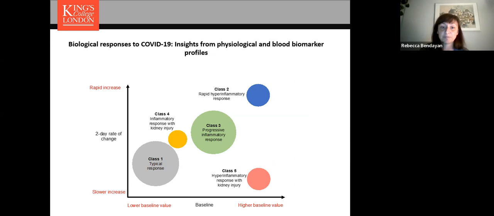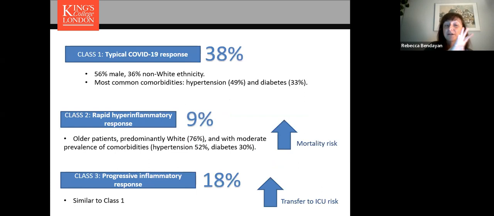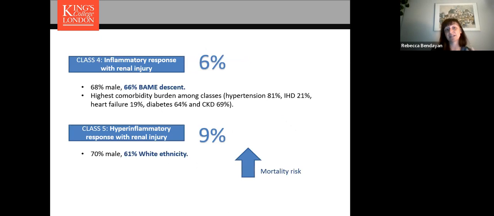We had one big class that is a typical COVID-19 response, then another smaller one, around 10%, of older patients that were having a very rapid hyperinflammatory response. Then class two were very old and had the highest mortality risk. A class three also had that inflammatory response, but didn't end up with that great a mortality risk. And then we had two other classes that had renal injury.